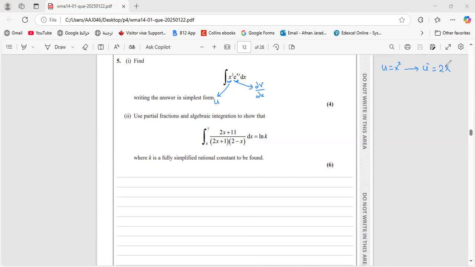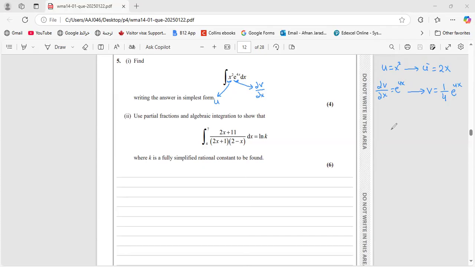Which equals 2x. And dv over dx, which is v prime, equals e to the power of 4x. You will integrate it to find v equals what? v equals 1 over 4 e to the power of 4x.